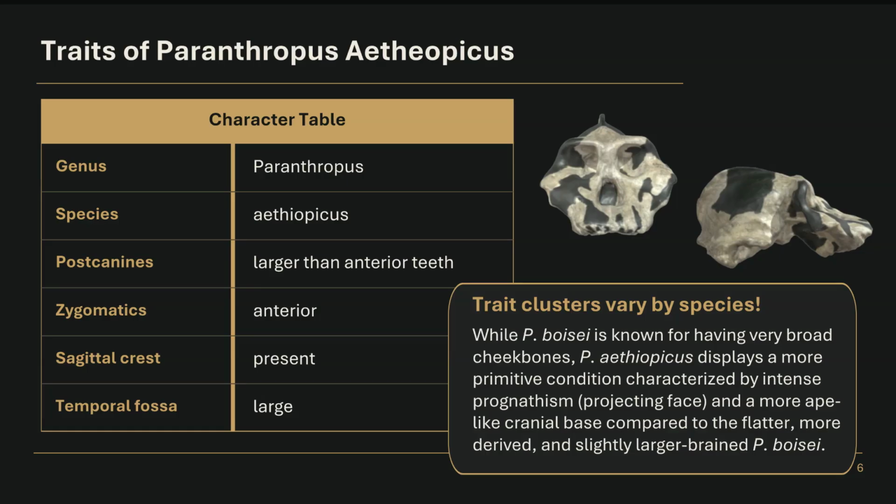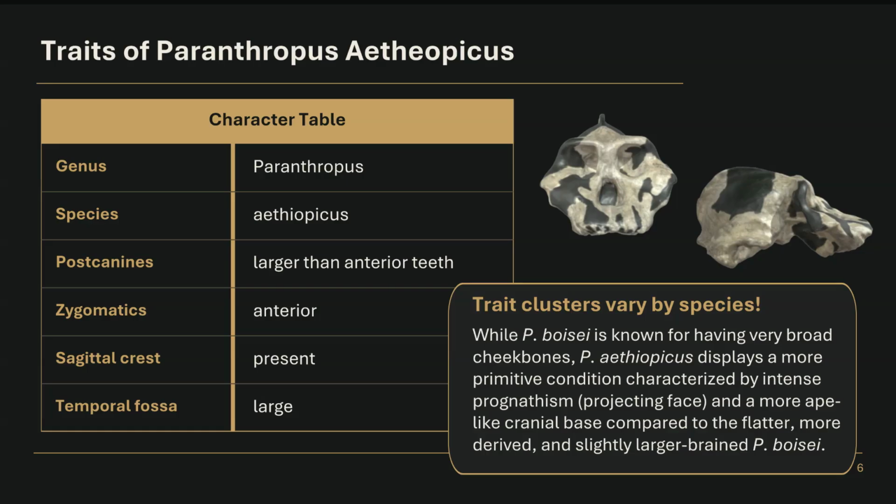KNM-WT 17000, often called the black skull, remains the classic specimen for this taxon. Walker et al., 1986, described it as a 2.5 million-year-old robust Australopith from west of Lake Turkana. Its morphology combines robust masticatory traits with a more primitive cranial form. Compared with later Paranthropus boisei, aethiopicus shows stronger prognathism and a more ape-like cranial base.